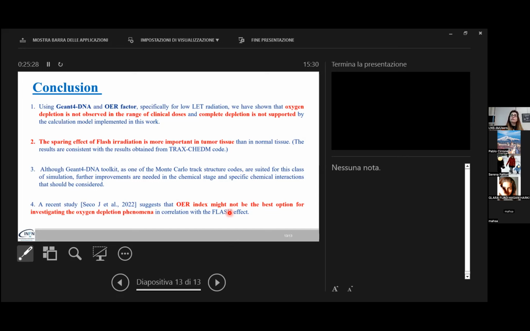This result was presented at the FLASH conference by Seiko, and the good result is that the OER maybe is not a good index for simulating oxygen depletion in FLASH regimes. Okay, thank you.